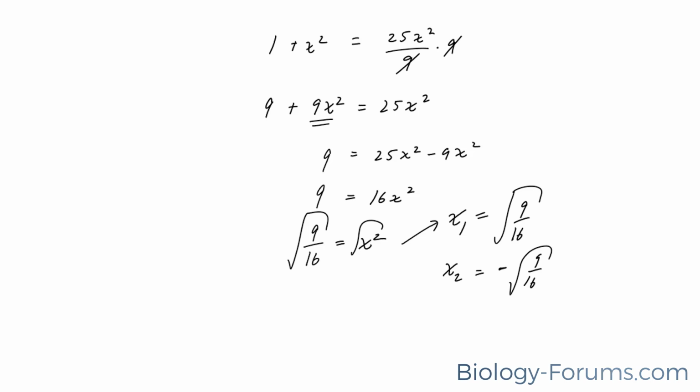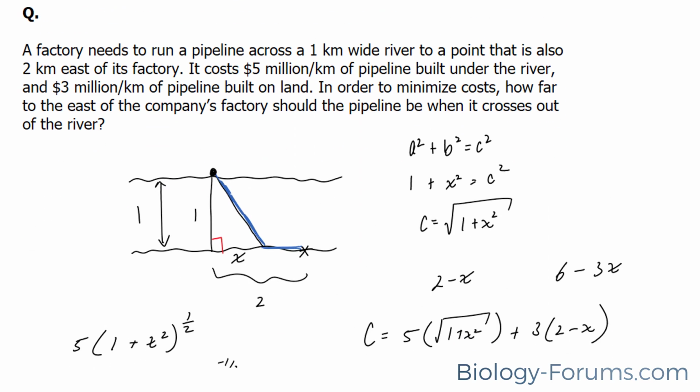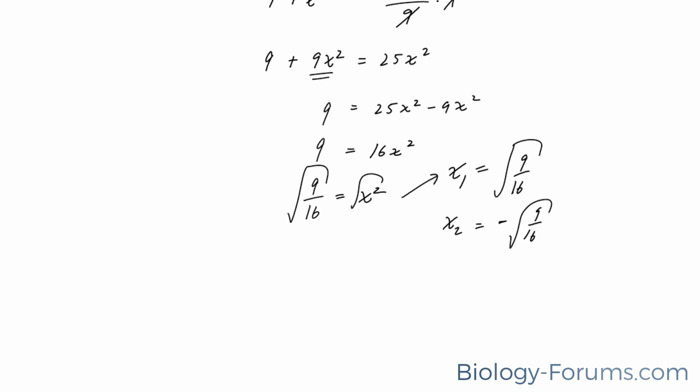So, which of these two do we choose? Of course, we can't choose the negative value because it doesn't make sense in context to our question. How can you have a negative distance in this particular case? So, we're going to use this variant. And of course, I'm going to use the simpler form, which is equal to the square root of 9, which is 3, over the square root of 16, which is 4. I'm going to use 3 over 4.